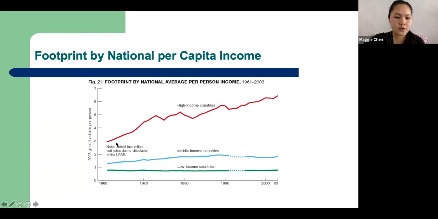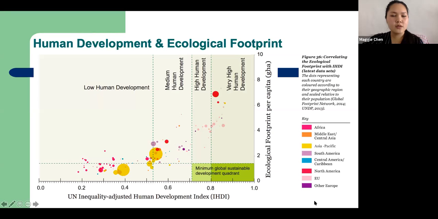But now if we look in dark red, for high-income countries, there are points in time where there are dips in the amount of resources each person uses, but there's a steady increase over time, where in high-income countries per person, they're using more and more resources. So that's something to think about. And the goal is to be both highly developed and also use a sustainable amount of resources.